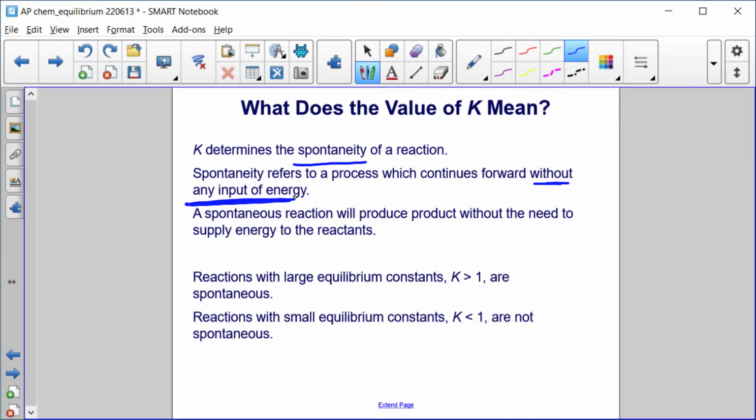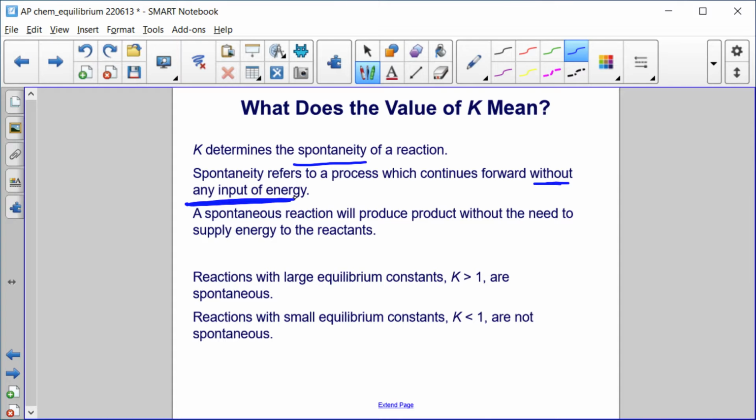Let me just give you a really simple example of a spontaneous process. Ice that is sitting on your counter will spontaneously melt at room temperature. But that same water will not spontaneously boil at room temperature with no additional input or need to supply energy to the reactant, or to the water in that case.